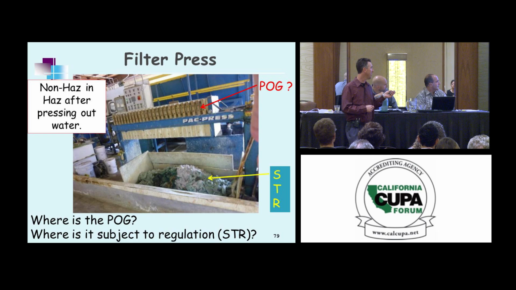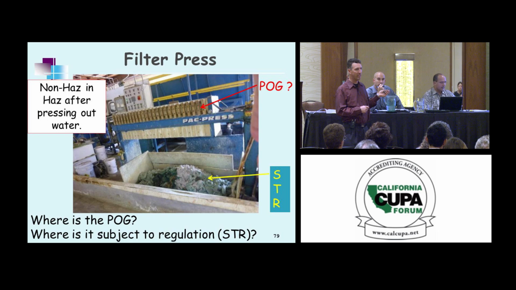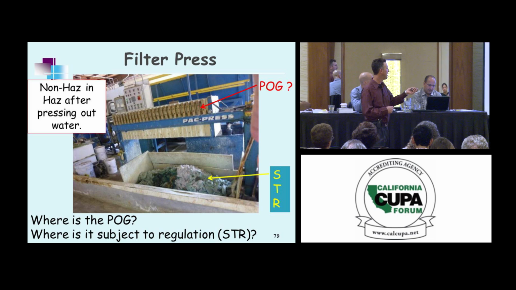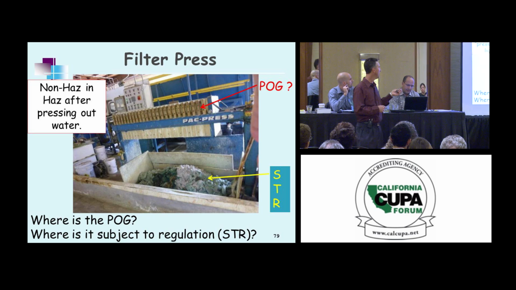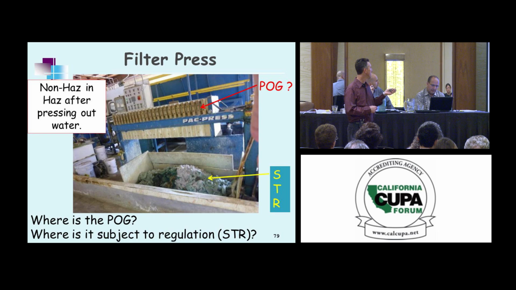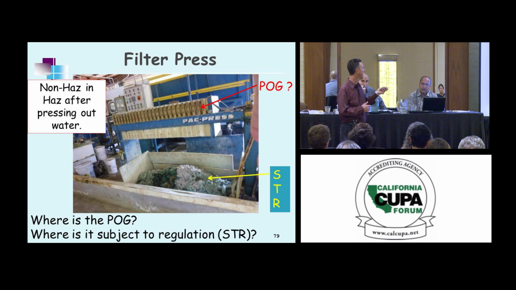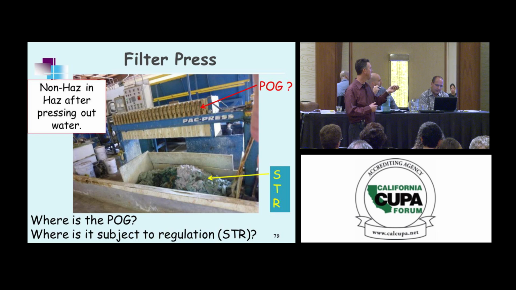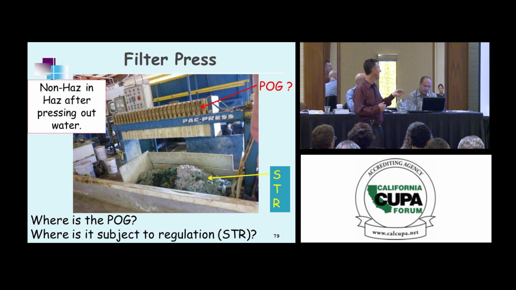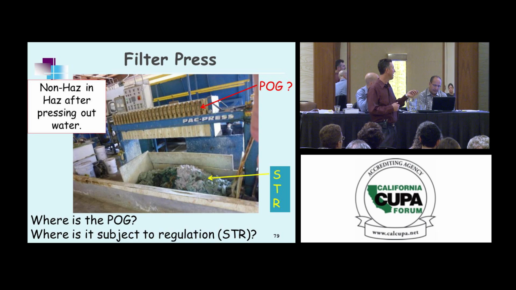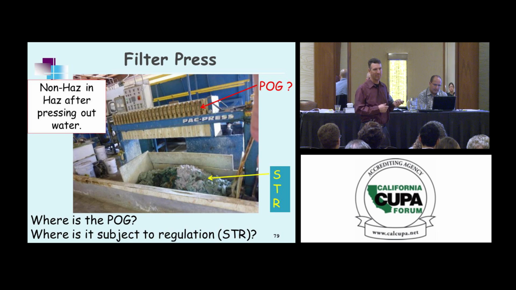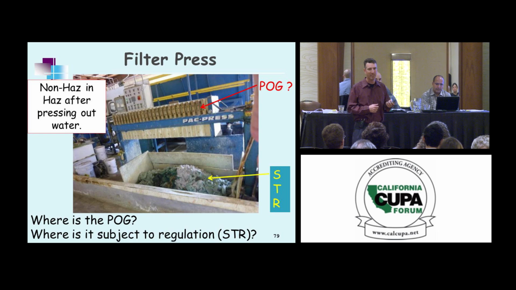So here you go. Here, you already had a wastewater coming in. It was already a waste. Now you've concentrated enough to the point it's hazardous. So you have a point of generation. So we're saying, well, just for ease, we're saying it was non-haz coming in. It could have been haz. Pressing out the liquid, now you've concentrated it. You have a POG there, but subject to regulation here. Agree? Moving on, more on that later.